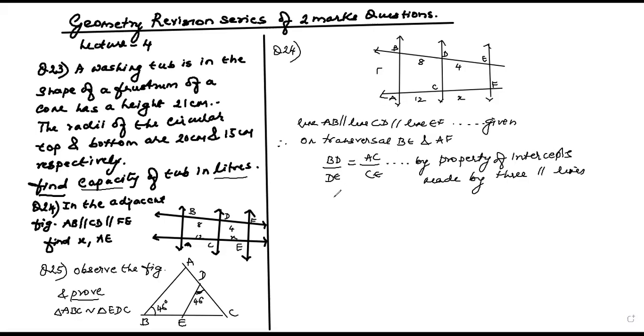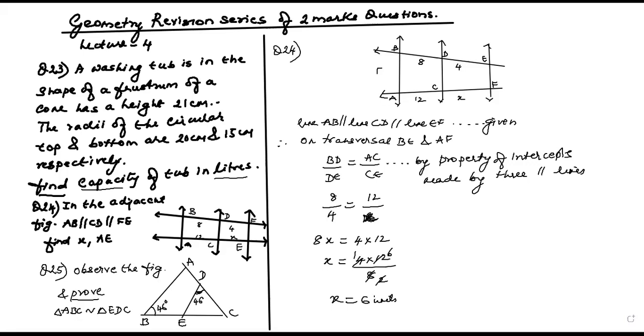Okay, just put the values, children. 8 upon 4 equals 12 upon x. I want the value of x, children. So 8x equals 4 into 12. Now this 8 will come down: 4 into 12 upon 8. 8 goes into 12 once, leaving 4; 4 into 12 is 48, and 48 upon 8 is 6. So x is equal to 6 units. Very simple one. I hope people could understand this. Okay, we go to the next one, children.